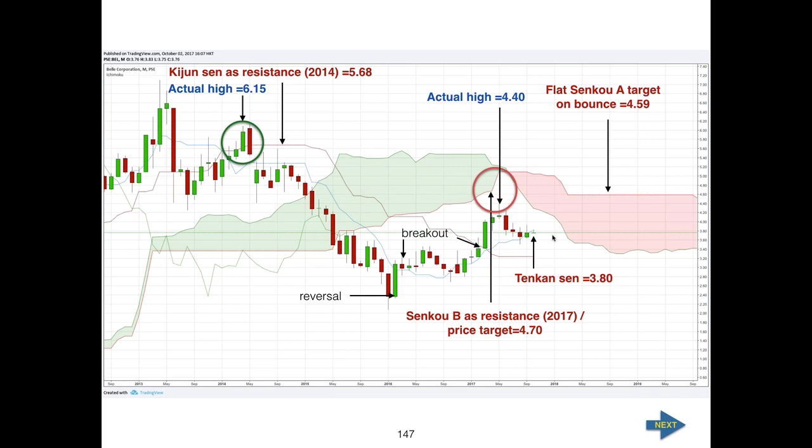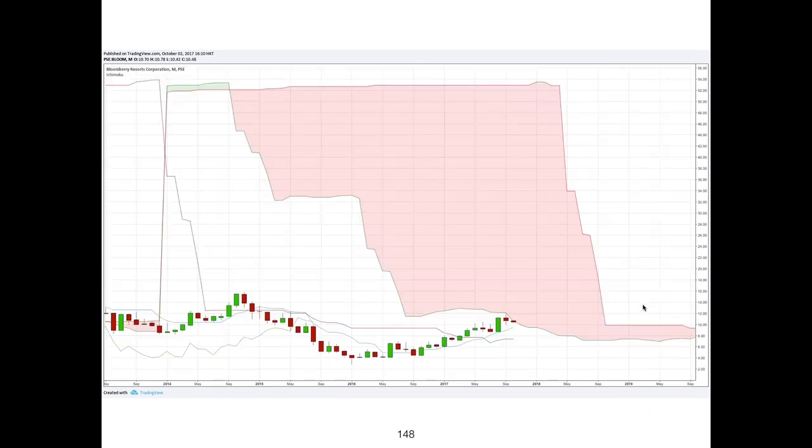Like we said, flat Senkus are magnets to price. As long as it breaks through 380 and enters the 420 area, which is this Senko A. Once it enters there, your next target is 460 because it is a flat Senko A, which is a strong magnet to price at 459. Again, this is all contingent on whether it is able to break those other Ichimoku lines.